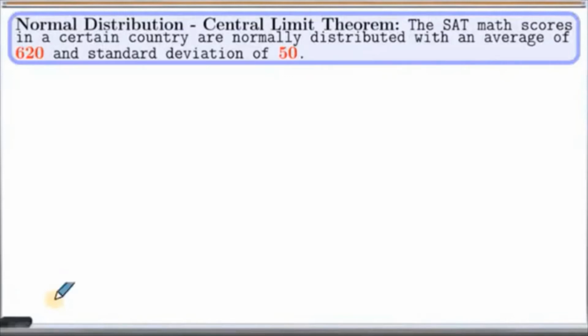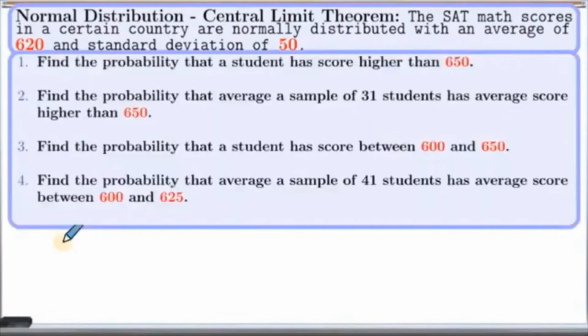In this video, I will work on an example with central limit theorem for mean. Let me read the question first. The SAT math scores in a certain country are normally distributed with an average of 620 and a standard deviation of 50. Given the scenario, we are supposed to find these different probabilities.